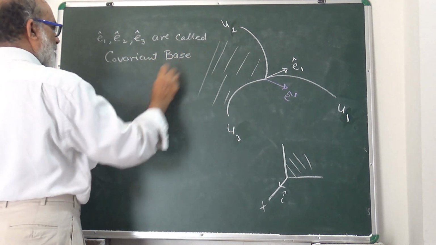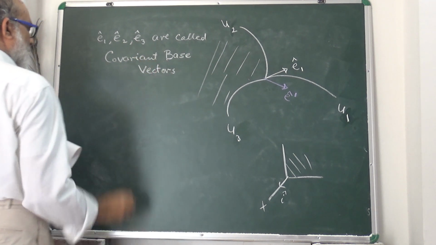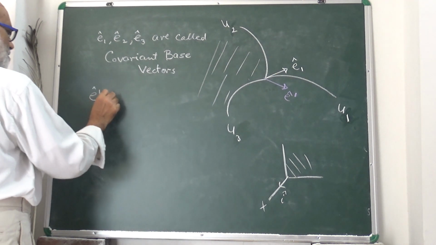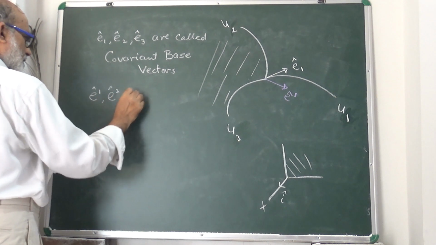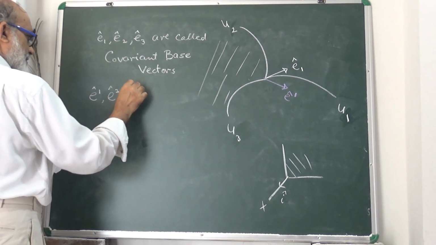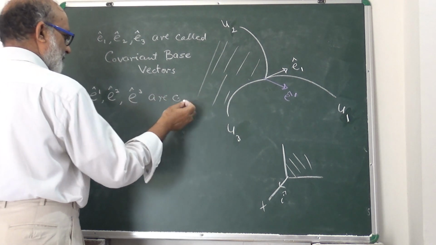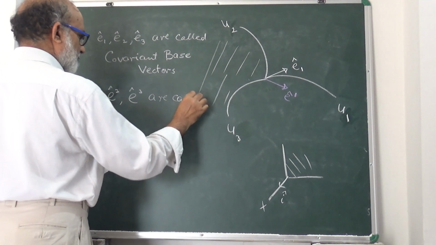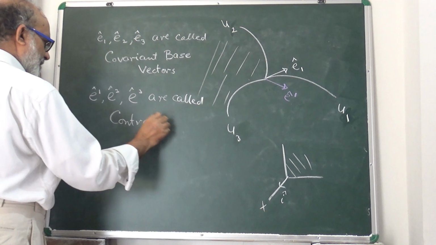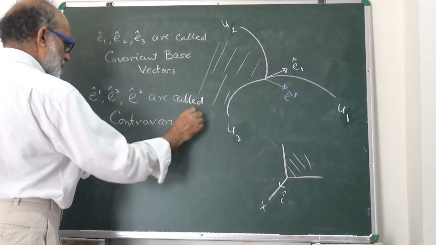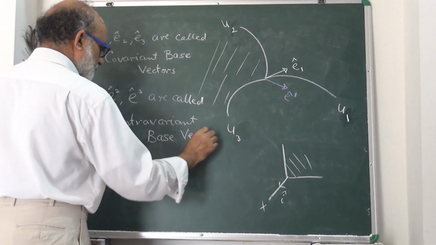And E1, E2, E3 with superscripts are called contravariant base vectors.